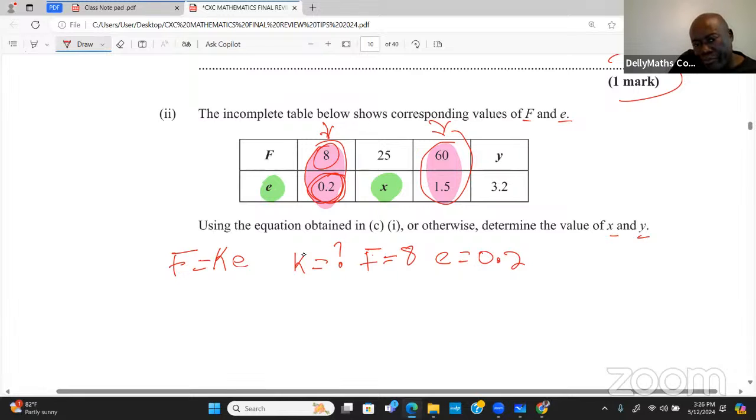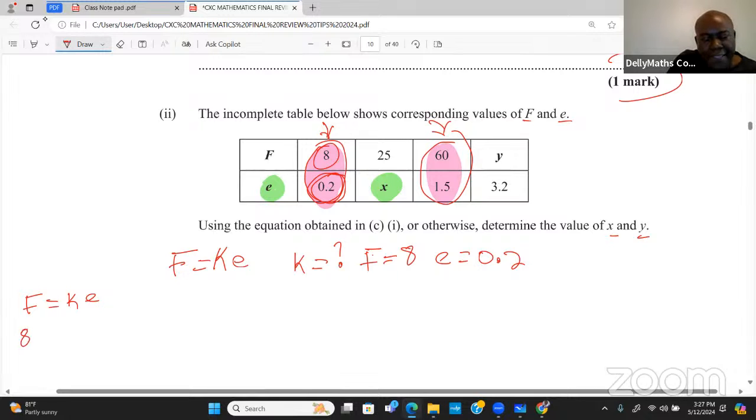Utilizing this formula, let me put it at the side, all the way to the left. So F is equal to KE. Remember, though, that F is equal to 8 and E is equal to 0.2. They happen together. I can now substitute.